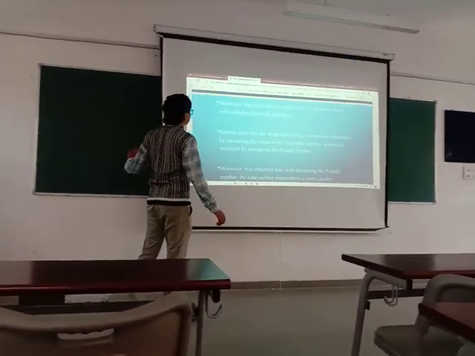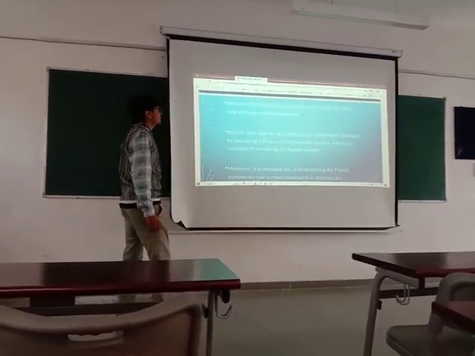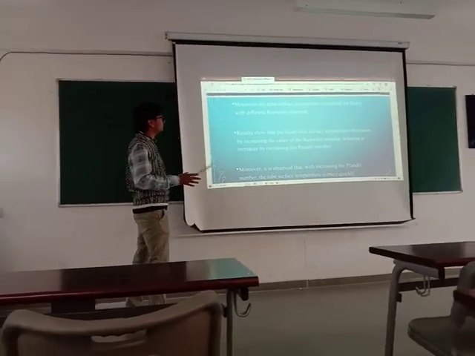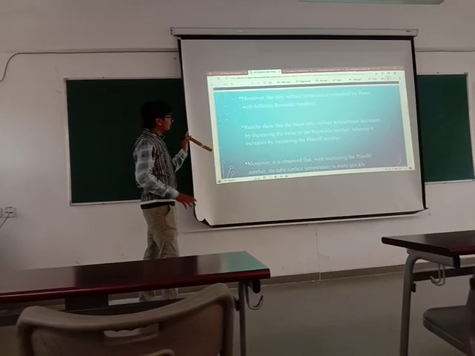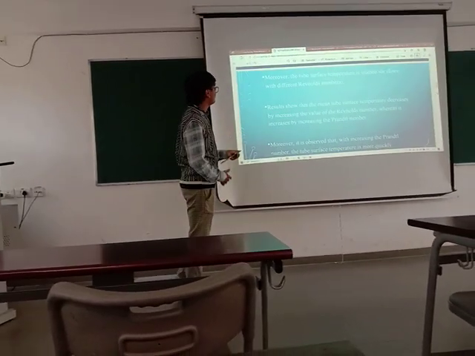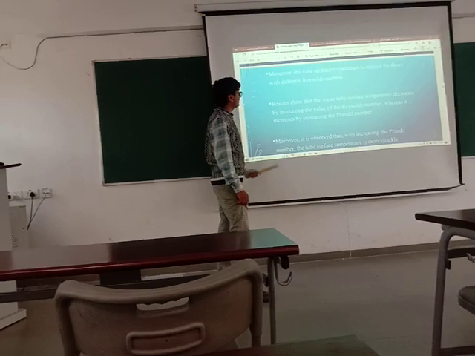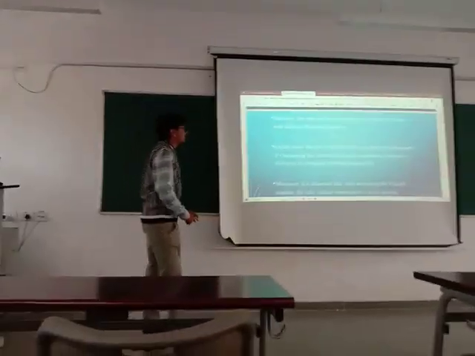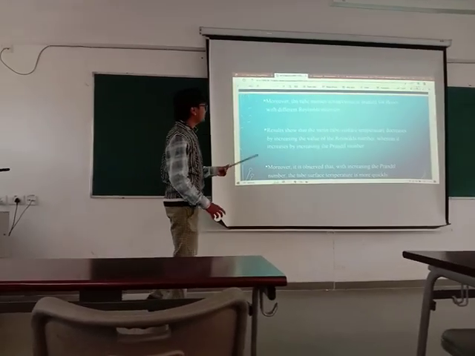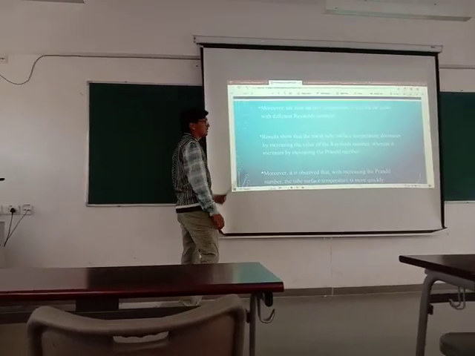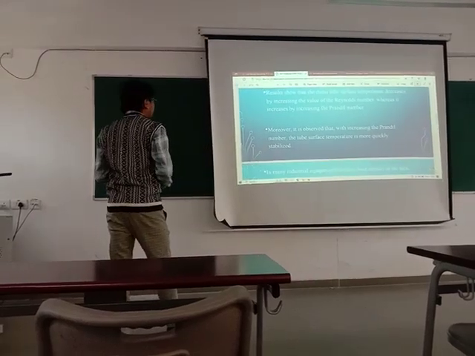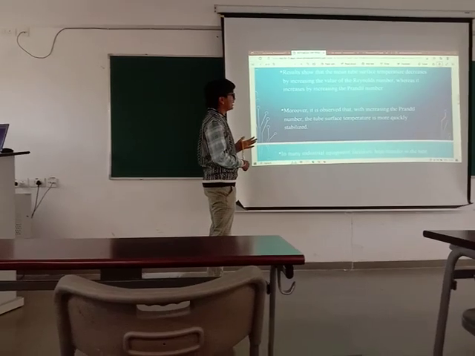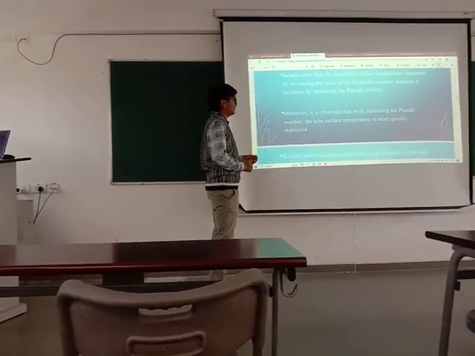Moreover, surface temperature studies for the flows with different Reynolds numbers. Reynolds number is a dimensionless number. Results show that the mean tube surface temperature decreases with an increase in the Reynolds number, whereas it increases with an increase in the Prandtl number. It is also a dimensionless number. Moreover, it is observed that with increasing Prandtl number, the tube surface temperature is more quickly stabilized.